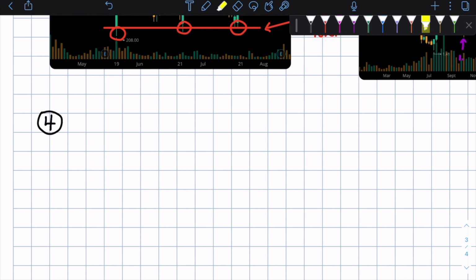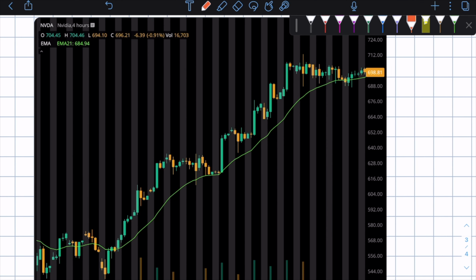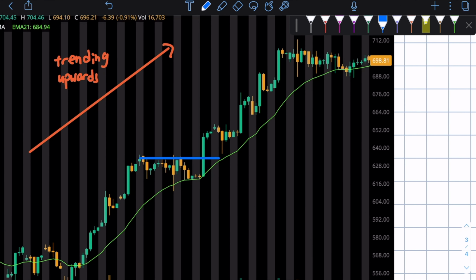And for our last example, we're going to take a look at a secondary resistance and support level. And here it's going to be resistance and support levels. So you can see it's trending upwards, this stock in NVIDIA. And here I've drawn the resistance levels in blue, and I'm going to draw support levels in pink. So you can see as we move up here, we get small support levels and small resistance levels.